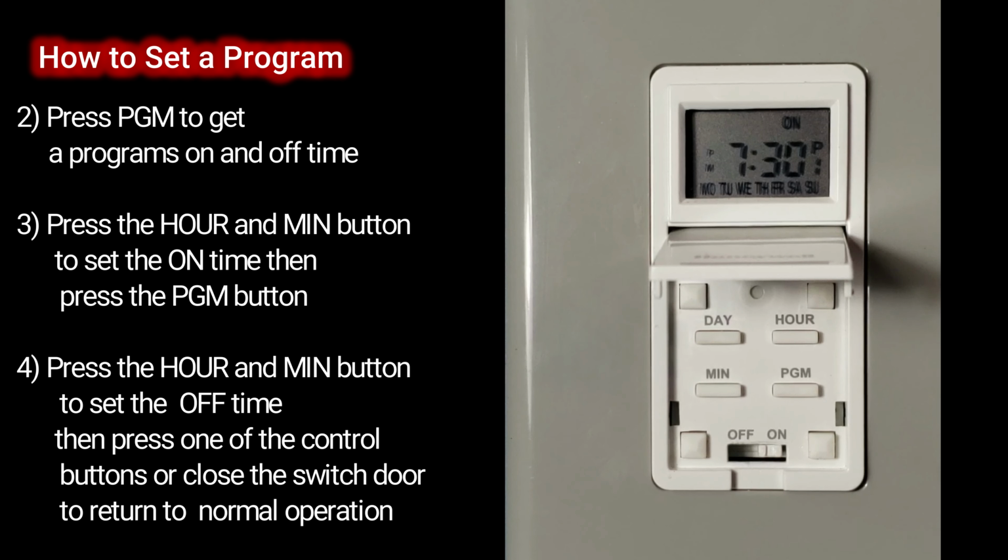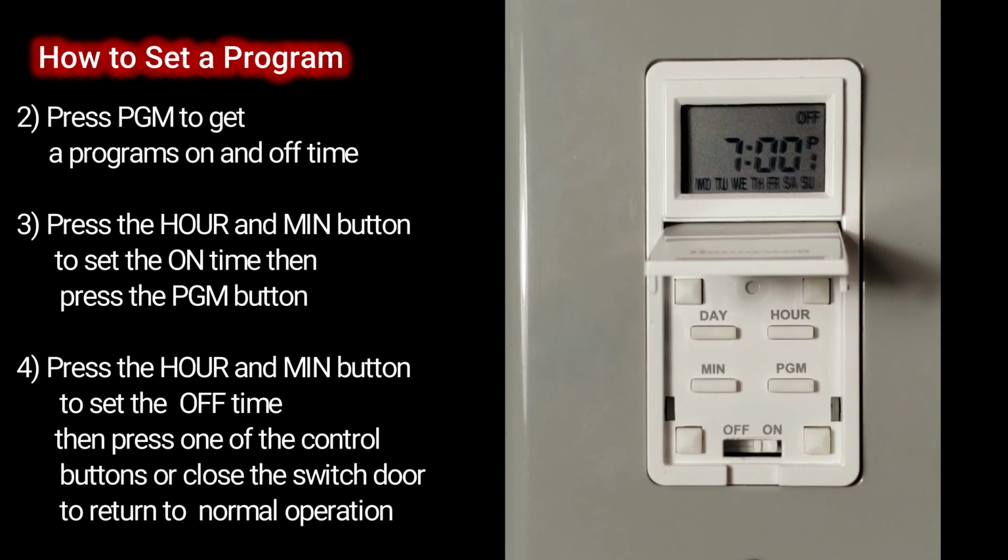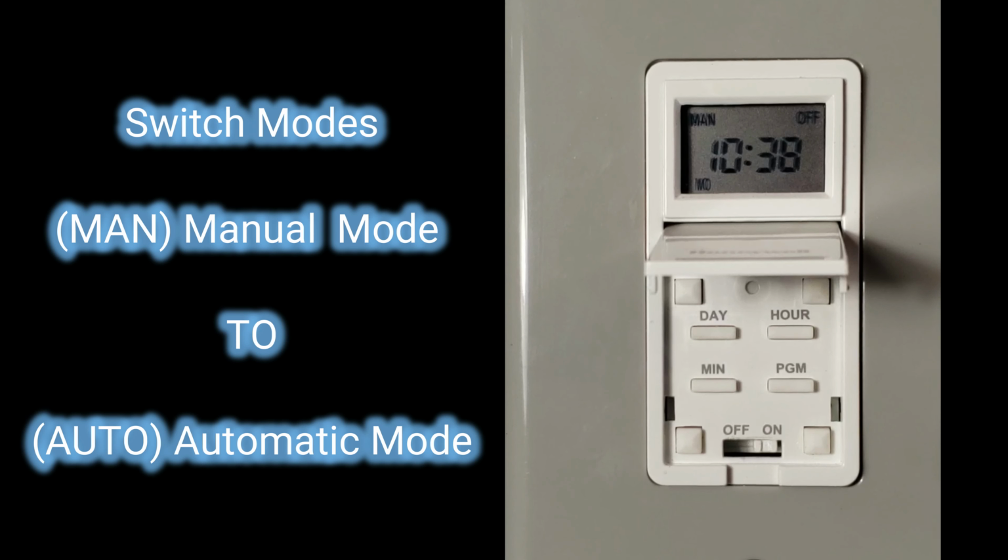On time at 7:30 for program one. Hit program again. Off time at 7 a.m. every day of the week. Then, if we're done and we like what we chose and that's our setup, just simply hit one of the buttons or push the face back down and hit one, and there you go. We still have this on manual, so that means that we did set a timer, but we didn't activate it yet. So now we have to activate the timer.